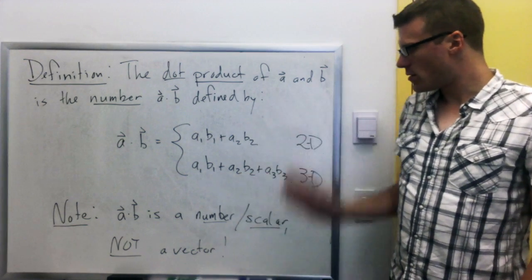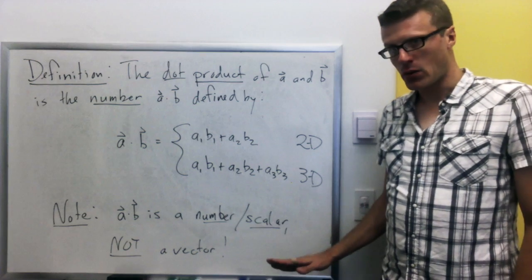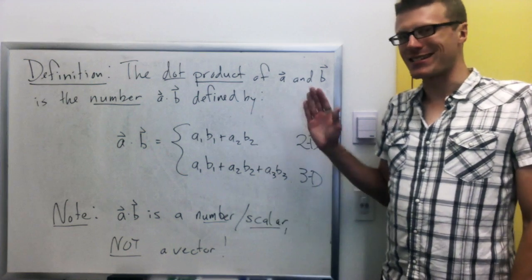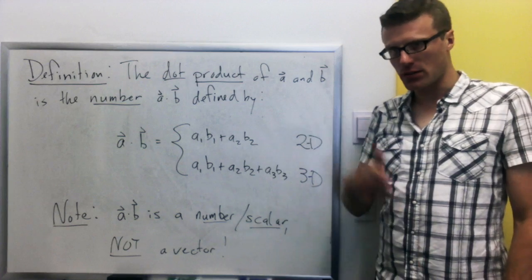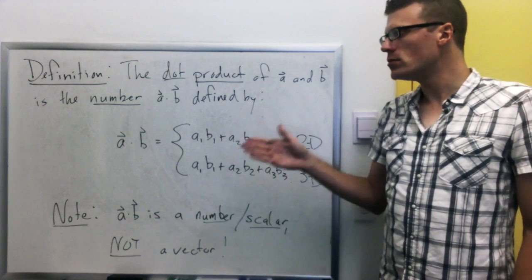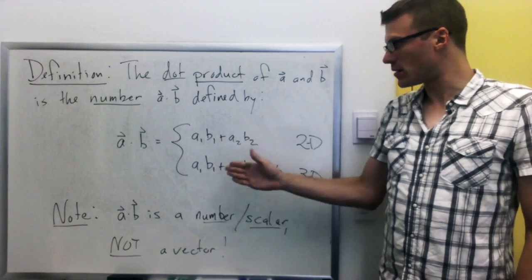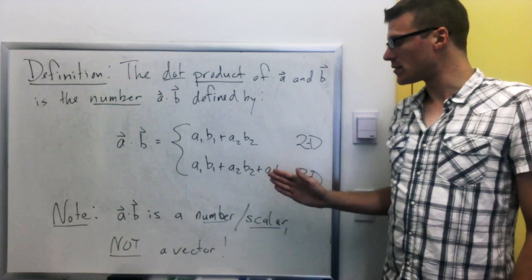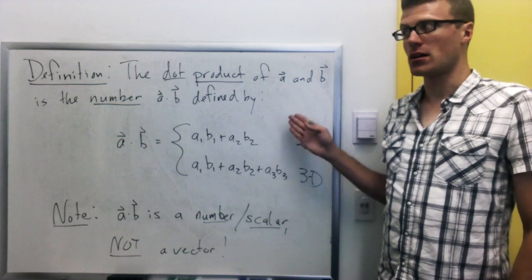Note, this is a number or a scalar. It is not a vector. So I'm not multiplying two vectors together and getting a third vector. I'm multiplying the two vectors together under this dot product, and we get a scalar, a number.